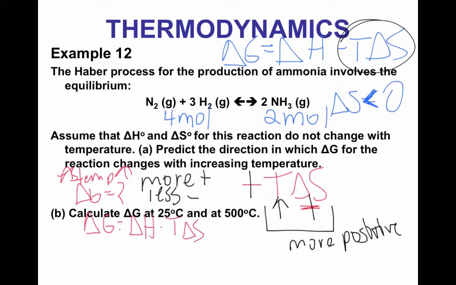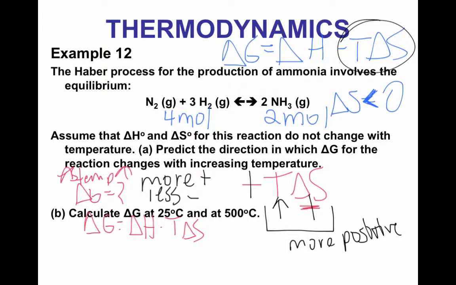So you plug in delta H, which is negative 92.38 kilojoules, and delta S, which is negative 198.3 joules per Kelvin, which means make sure that you convert. And again, we're assuming that those don't change with temperature, which means we can calculate delta G at any temperature using this equation.